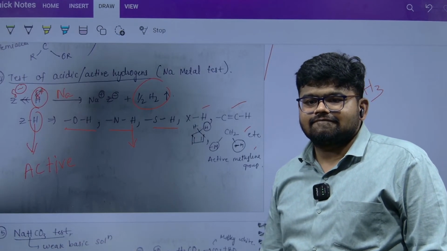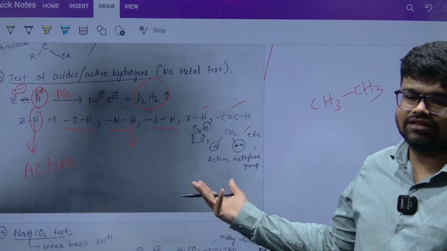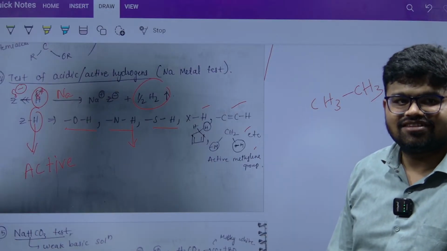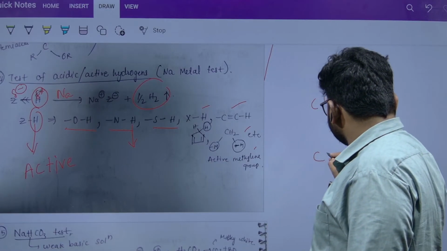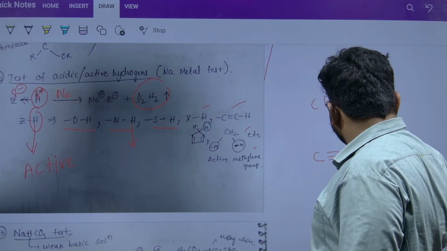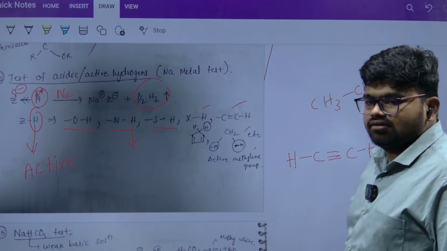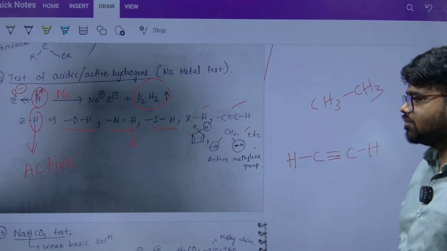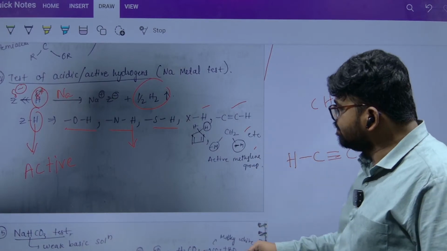There are not even one. How will it be active? Will it react? Right or not? Here, how many active hydrogens? Two active hydrogens. Got the point? How many active hydrogens they will be asking? You should remember.